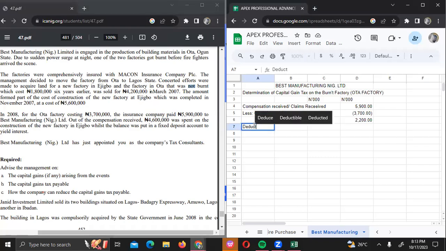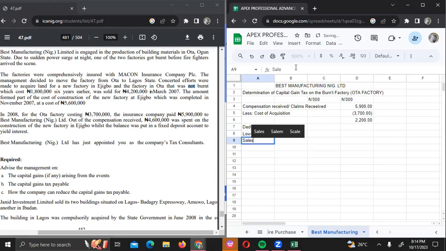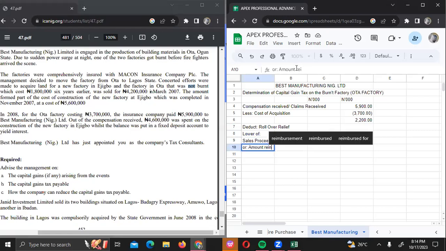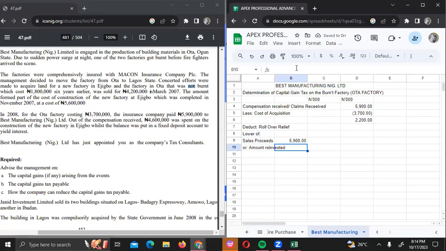So deduct rollover relief. And how do you determine your rollover relief? It is the lower of sales proceeds. How much is the sales proceeds? That's 5.9. Or amount reinvested. How much is the amount reinvested? 4.6. So you invested 4.6. So you are picking whichever is lower. So here 4.6 is lower, right?